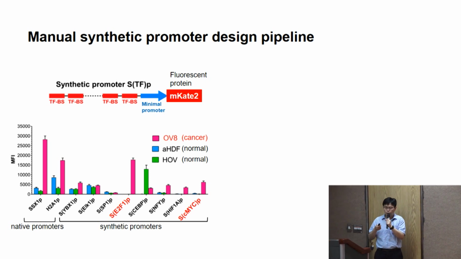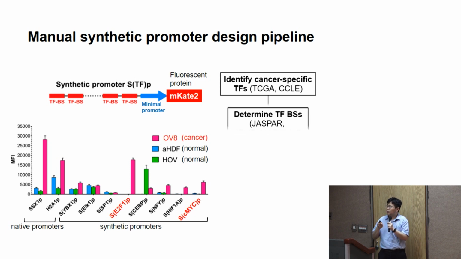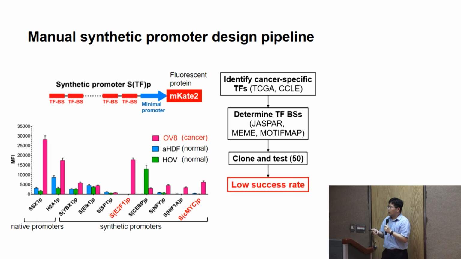And the way we built them is to first go to the TCGA and CCLE databases to identify the transcription factors highly active in tumor cells. Next, we have another set of databases, and we narrowed down to 50 of them. Two work very well. Although two work well out of 50, we consider this approach to have a relatively low success rate.